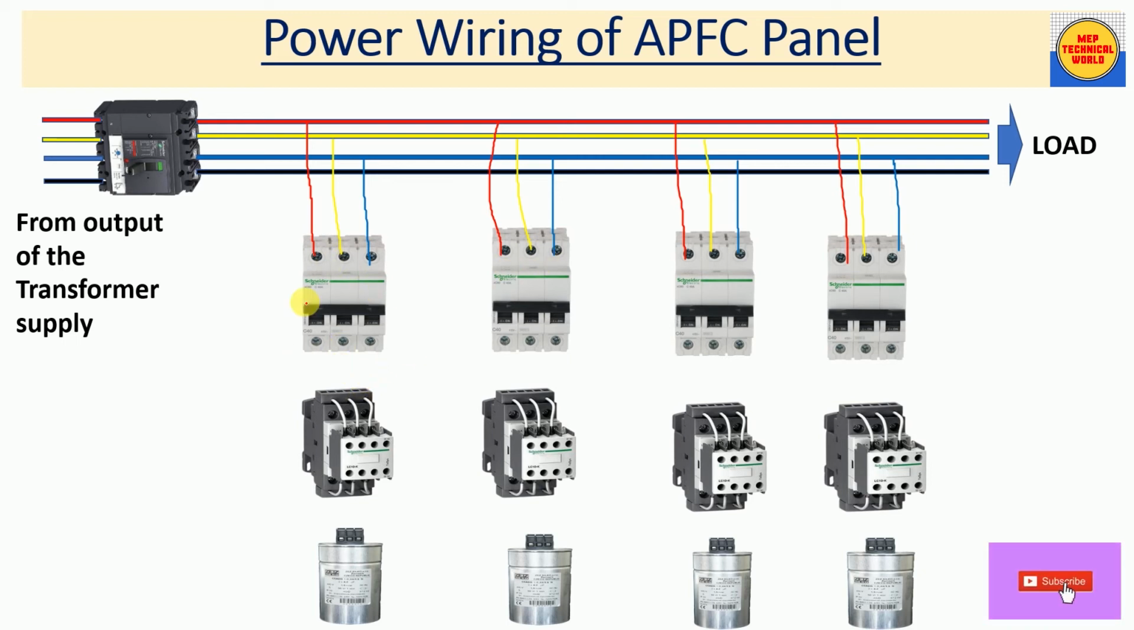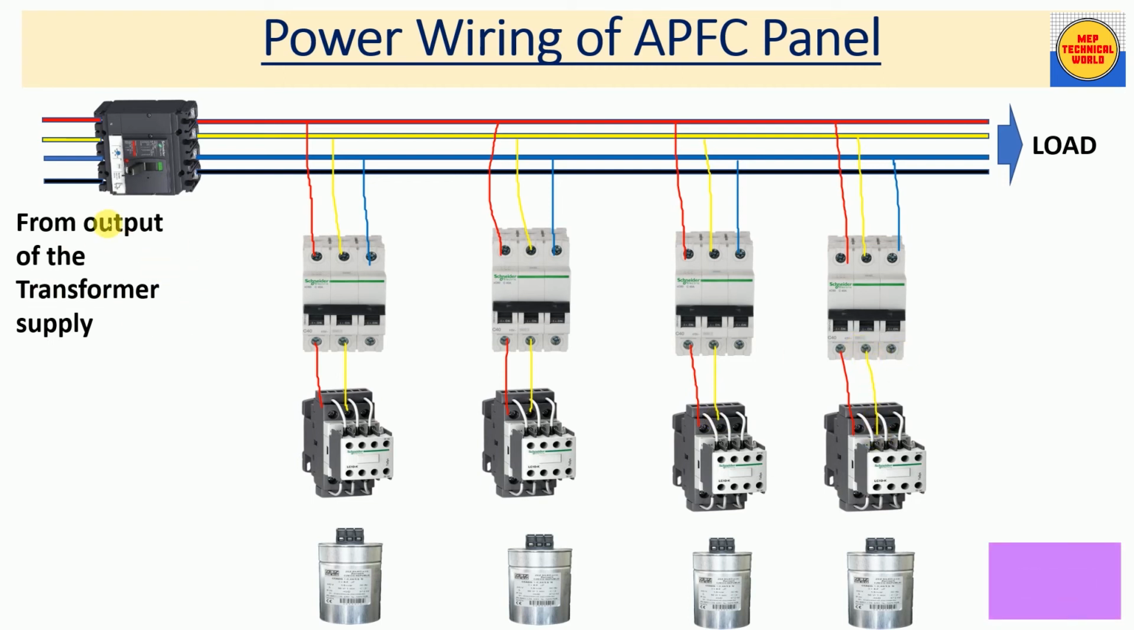Now from this MCB output terminal, let's connect the red wire and give it to the input or line terminal of the CDC contactor. Similarly, in this way we can wire it for the second CDC, third CDC and fourth CDC. Okay, now move to yellow one. Similarly to the red one, in this way we can connect to the other CDCs also.